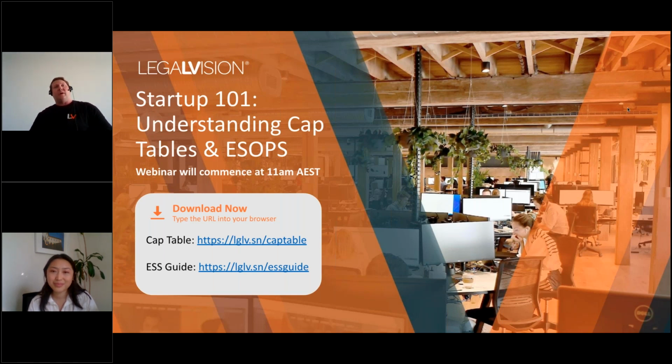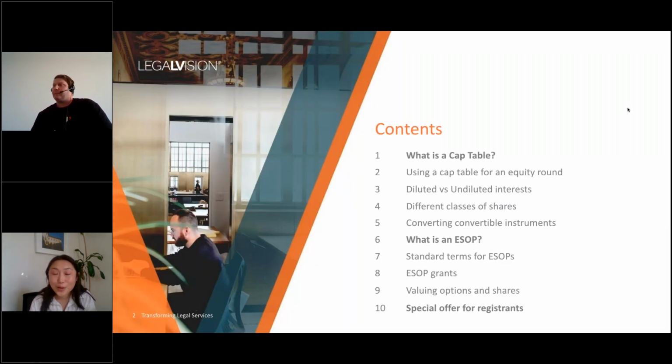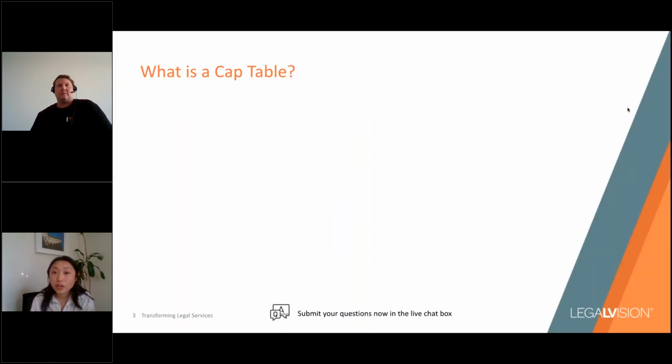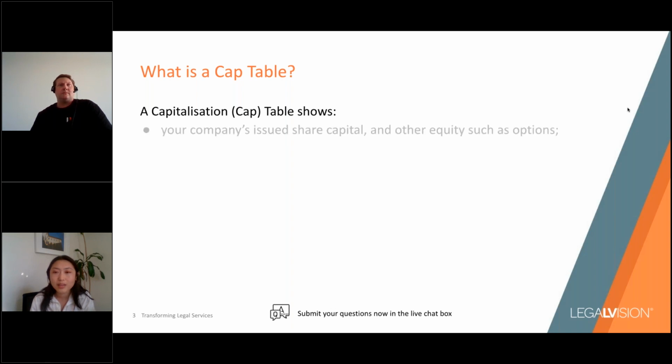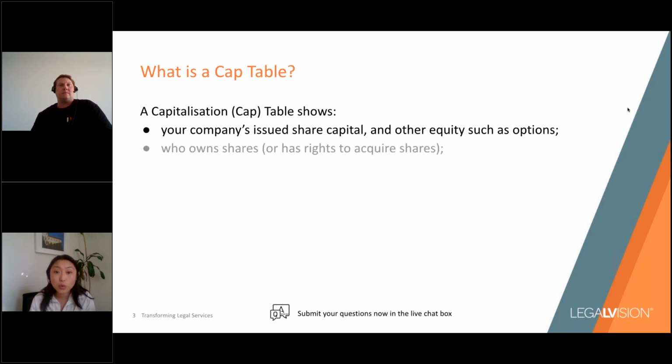I guess, Sophie, what is a cap table and why is it useful? Yeah, so the first topic that we'll be talking about is cap tables. Firstly, to explain what a cap table is and why it's useful. A cap table, or capitalization table, refers to a spreadsheet that sets out the company's share capital as well as other forms of equity such as options. It's really useful because it consolidates and presents who owns shares and also who has rights to acquire shares in the company, all in the one place.